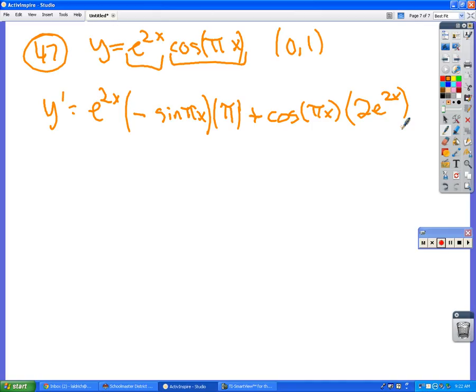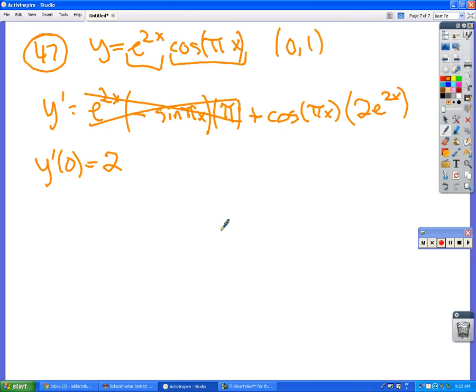All right, so that's my derivative, and it looks like a mess, but what do I plug in? I'm just going to plug in 0. If I plug 0 into here, sine of 0 is 0. So this whole term is going to just be 0 and cancel out. Okay? If I plug 0 into here, cosine of 0 is 1. This is going to be 1 times 2, which is 2. So my slope at x equals 0 is 2.